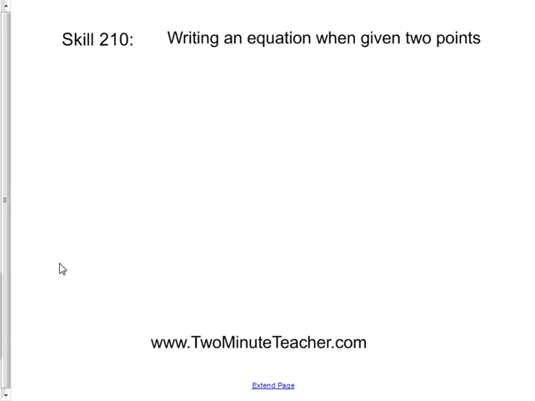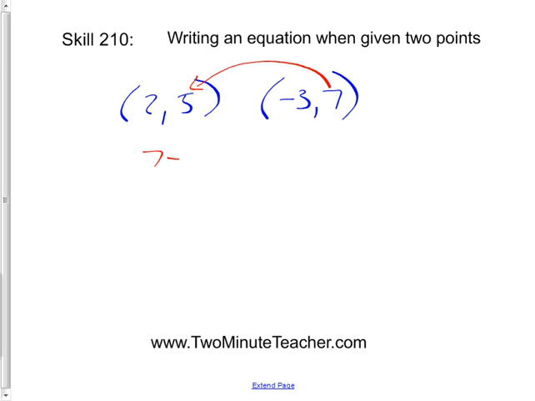Here on skill 210, what we're trying to do is take 2 points, let's say (2, 5) and (-3, 7), and we are going to try to write an equation for a line that goes through those 2 points. Well, first of all, you've got to be good at finding the slope. You should already know how to do that part. That's a different video. 7 minus 5 over negative 3 minus 2. So this comes out to 7 minus 5 is 2 over negative 5. So my slope here, m you usually call it, is 2 over negative 5, or negative 2/5.